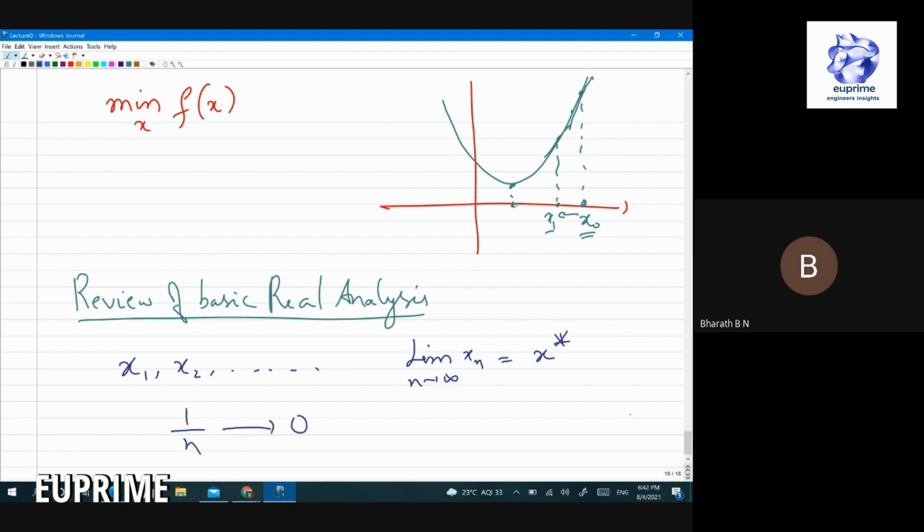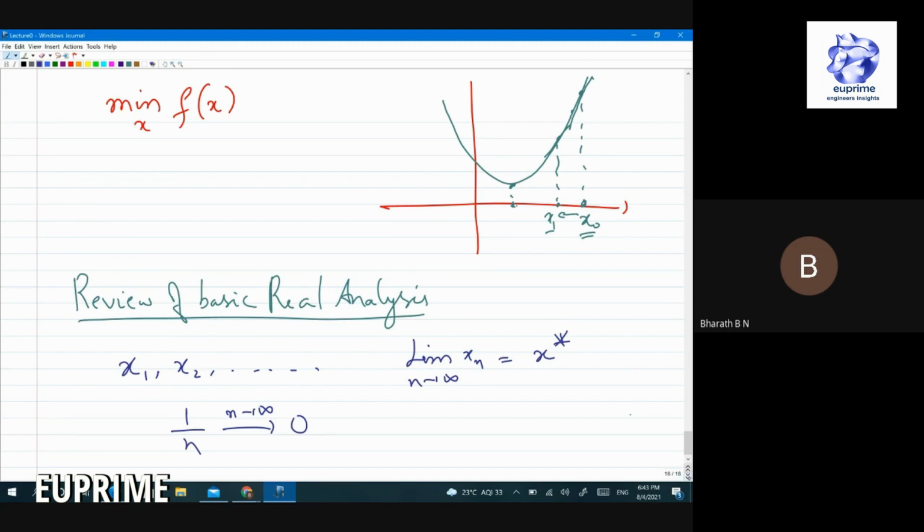This is another symbol, right? So n goes to infinity. Well, 1 over n converges to 0, or limit n tending to infinity 1 over n equal to 0, or 1 over n converges to 0. All these things are equivalent, right? So in different languages, that's all. So what is the meaning of this?